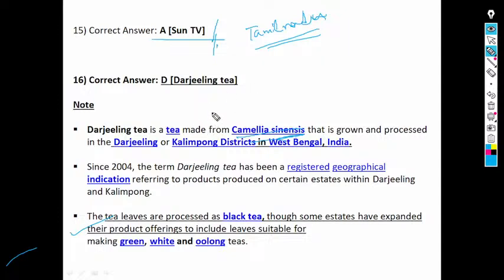Darjeeling tea is a tea made of Camellia sinensis that is grown and processed in the Darjeeling or Kalimpong district of West Bengal, India. Since 2004, the term Darjeeling tea has been registered as a geographical indication, referring to products produced in certain estates within Darjeeling and Kalimpong.